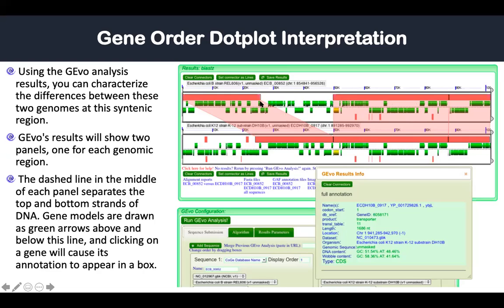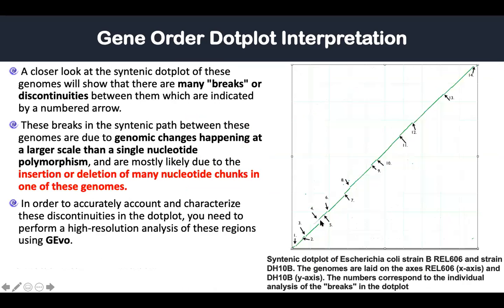And over here, you can see there is one region of the genome of REL 606. There is no color. You don't see a red block over it. And that region is not present in the second genome that you're looking at, DH10B. Which means most likely these genes are deleted or not present in the DH10B genome, and are only present in the 606 genome. So this is where you see breaks in your dot plot, where there are no lines at all.